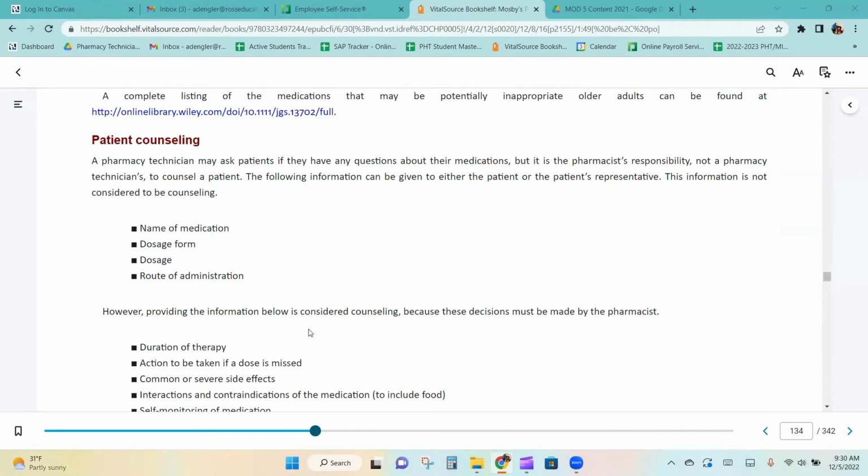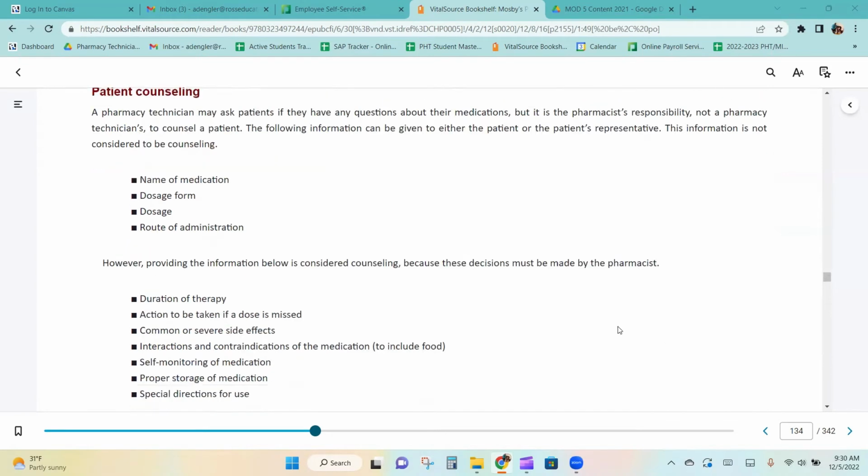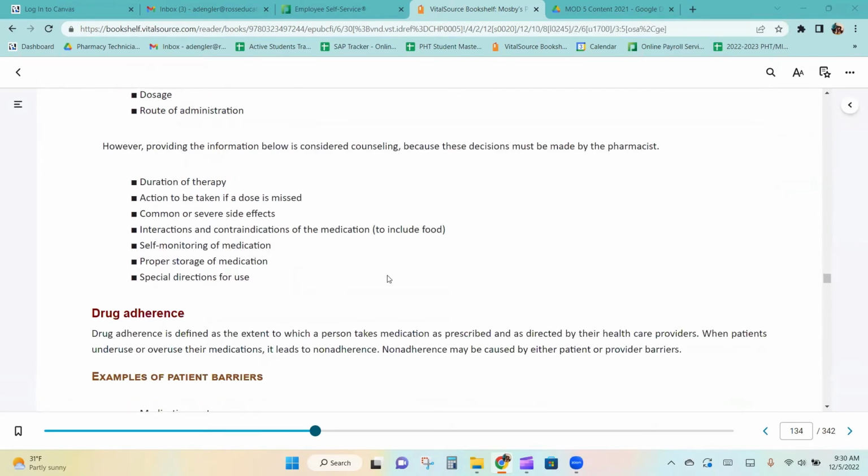However, providing the information below is considered counseling because these decisions should be made by the pharmacist. So: the duration of therapy, action to be taken if a dose is missed, common or severe side effects, interactions and contraindications of the medication to include food, self-monitoring of medication, proper storage of medication, and special directions for use.